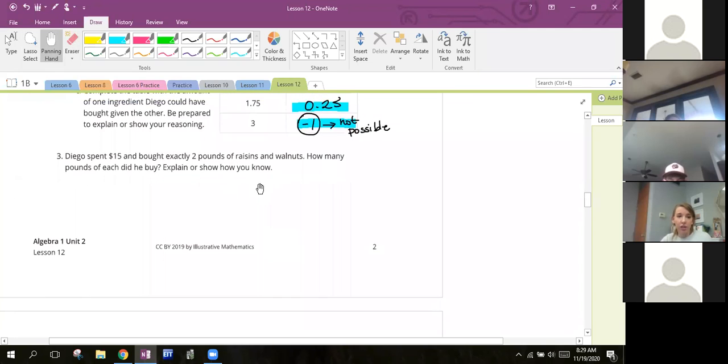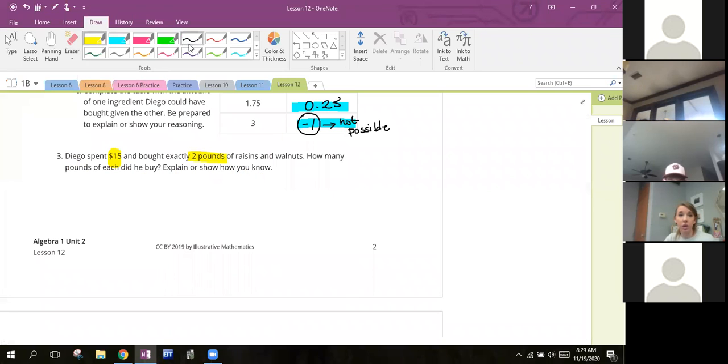Okay, moving on to number 3. So this question is where it's going to connect back to what this lesson is about. It says Diego spent $15 and bought exactly 2 pounds of raisins and walnuts. How many pounds of each did he buy? Explain or show how you know.